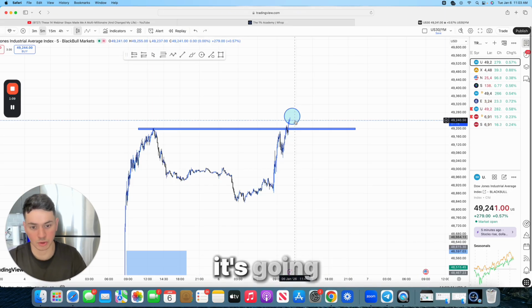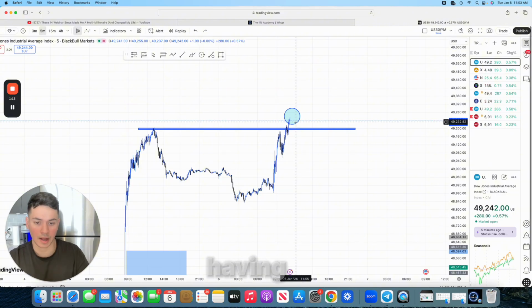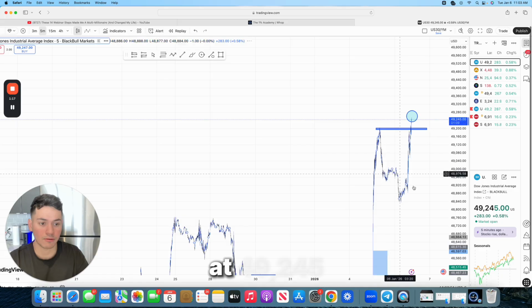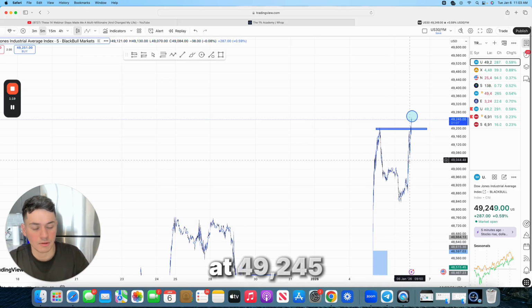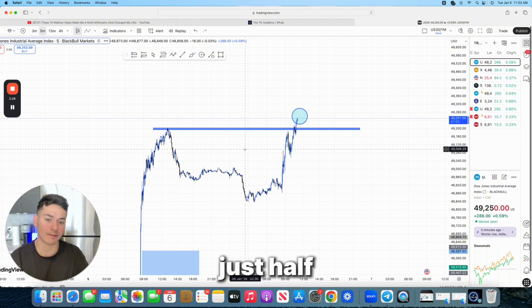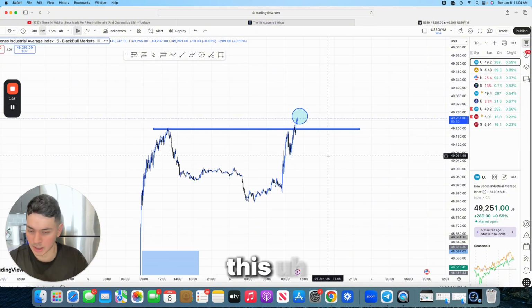This would be considered liquidity because the market is faking out the sellers, making them think it's going to keep going up, when in reality I think it's about to start its retracement to the downside, because we are now at 49,245 on the US 30. That's all-time highs, and that was just created. So this is the perfect opportunity to try this new TJR strategy.